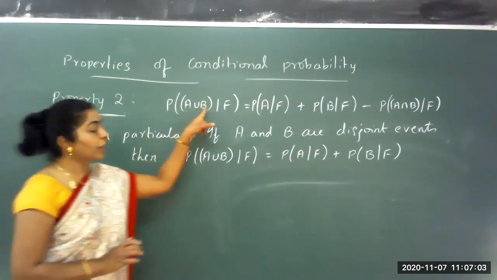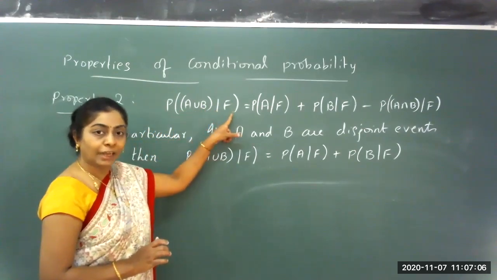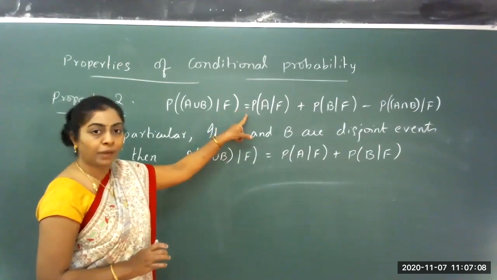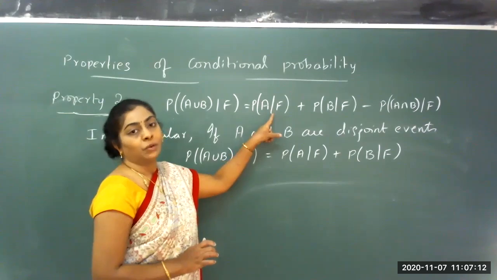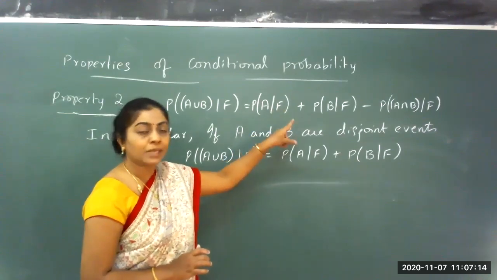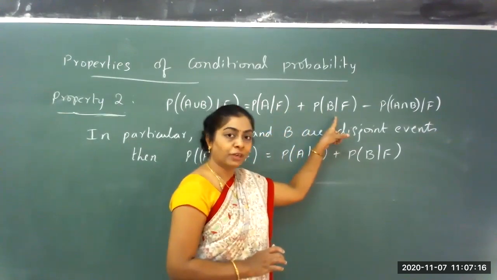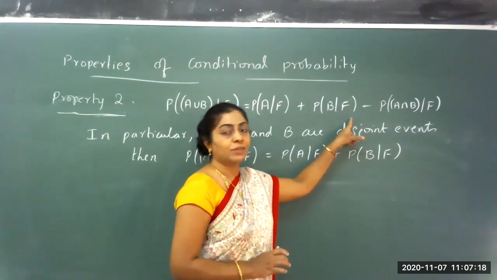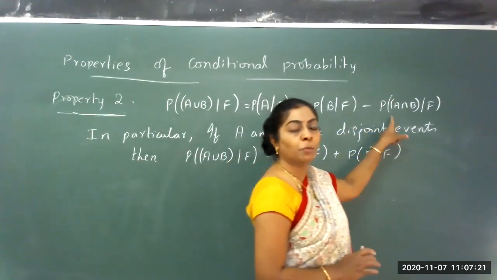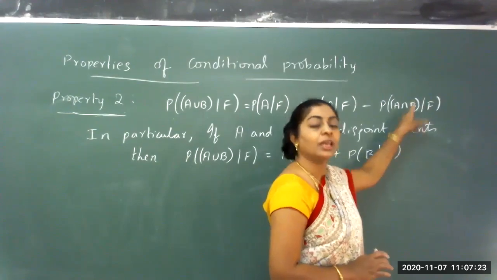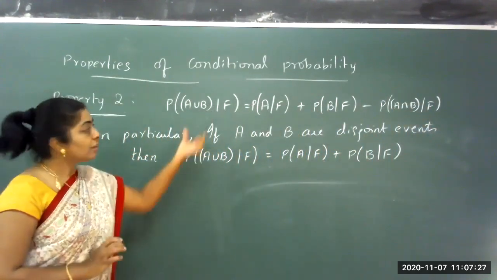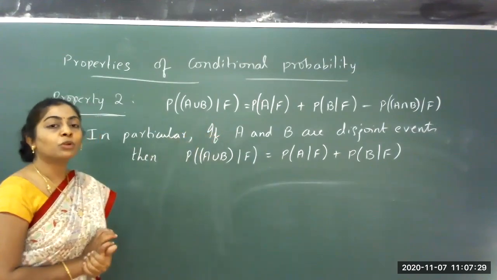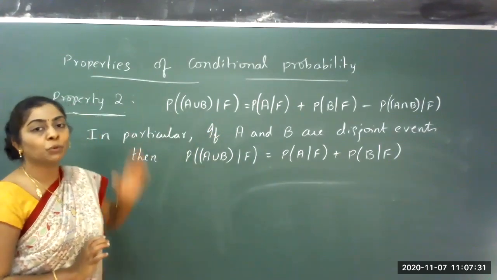The conditional probability of A union B when event F has occurred is given by the probability of event A when event F has occurred, plus the conditional probability of event B when event F has occurred, minus the conditional probability of A intersection B when event F has occurred. This is one of the properties, the second property, where we stopped in the last class. We do this now.